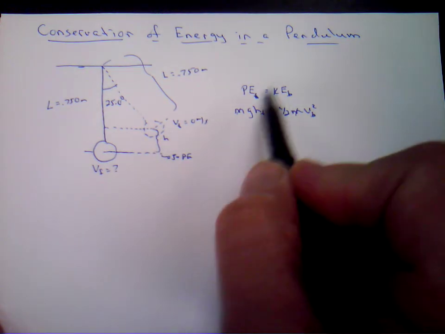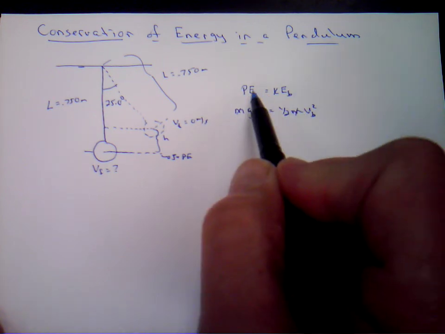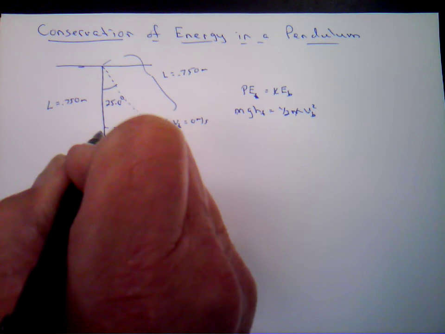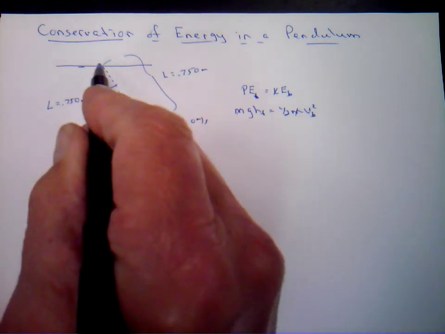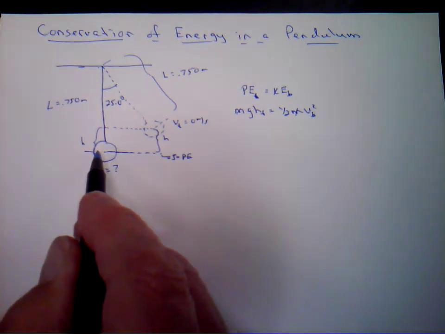This is the same energy relationship we've been using for the past several days: total energy to start equals total energy at the bottom, the law of conservation of energy. But how do we get this height? Well, let's take a look. This height and this height are the same thing. This entire length from this point to this point is 0.750 meters.